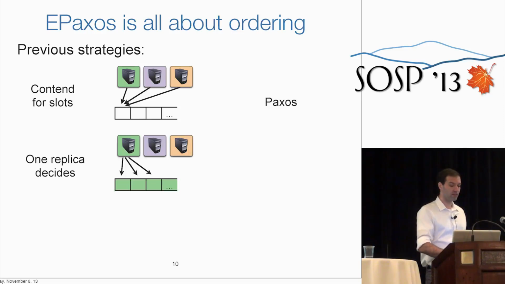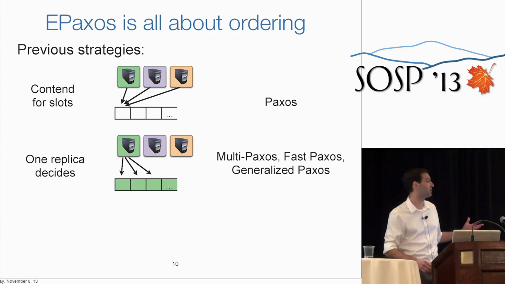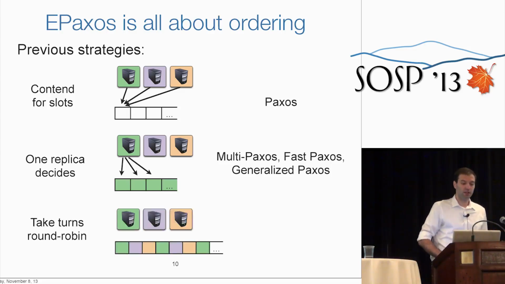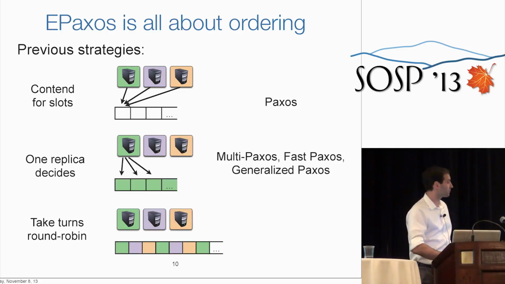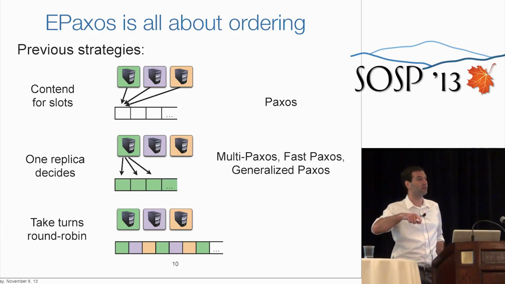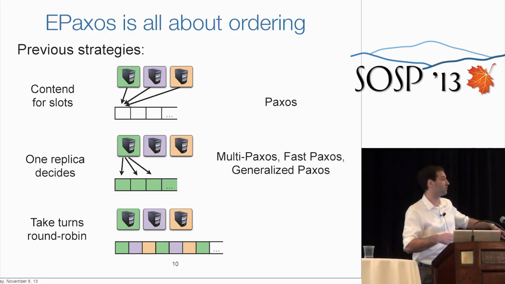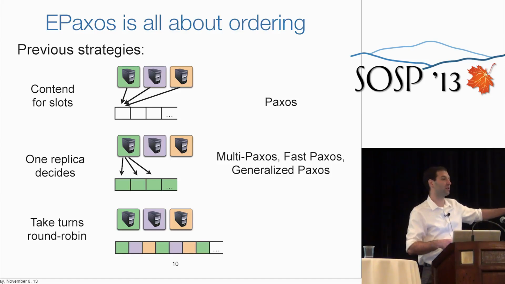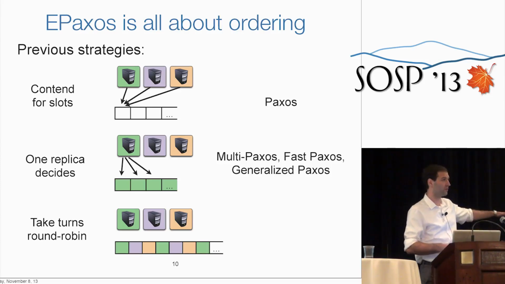One replica decides, and this is Multi-Paxos, but also other variants of Paxos, like fast Paxos and generalized Paxos. And another approach from a more recent version of Paxos called Mencius, where replicas take turns round robin in proposing commands. So it is pre-established that replica 1 is the default leader over every 3rd slot starting at 1. Replica 2 is the default leader over every 3rd slot starting at 2, and so on. We've seen the problems with the first 2 approaches.